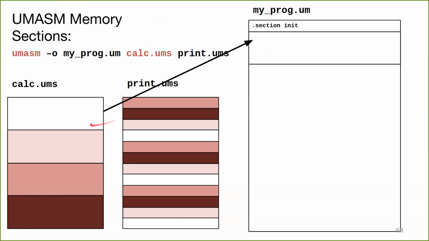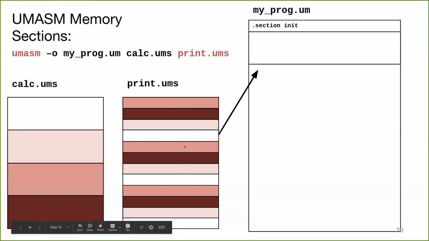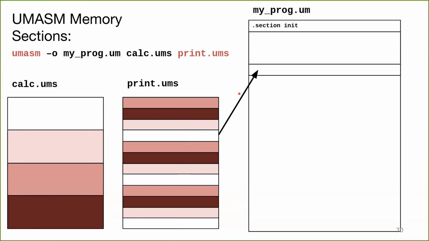It then looks for any other init chunks in the same file. There aren't any in this case. So it then moves to the next file, in this case print, looking for more init chunks. And it stores them in the final program in the order seen, in the order that the assembler sees them as it walks from top to bottom. So the first init section in print gets stored next.